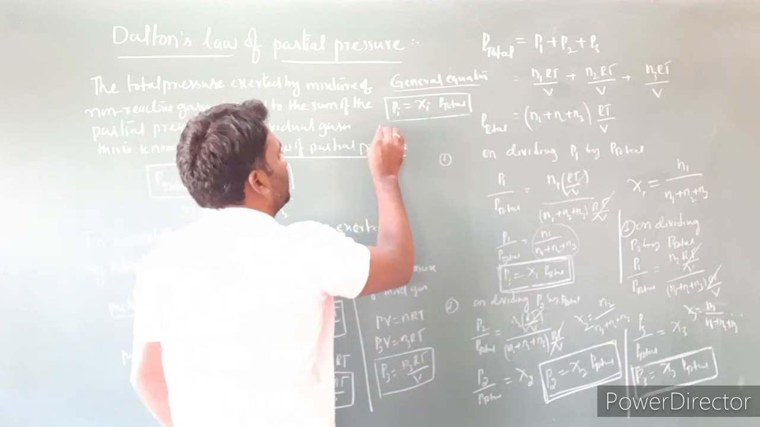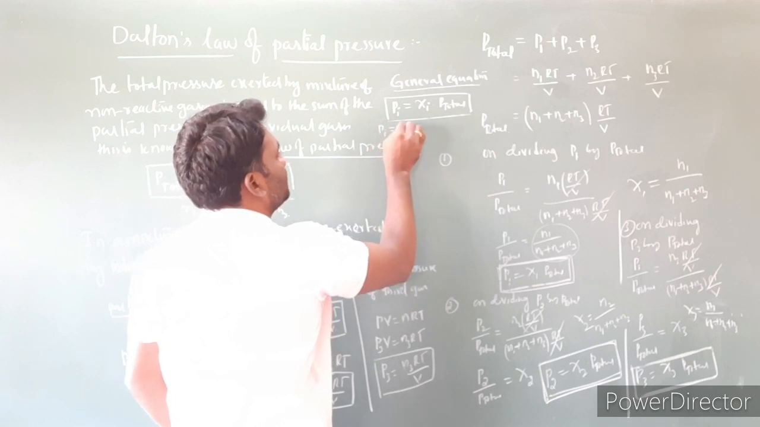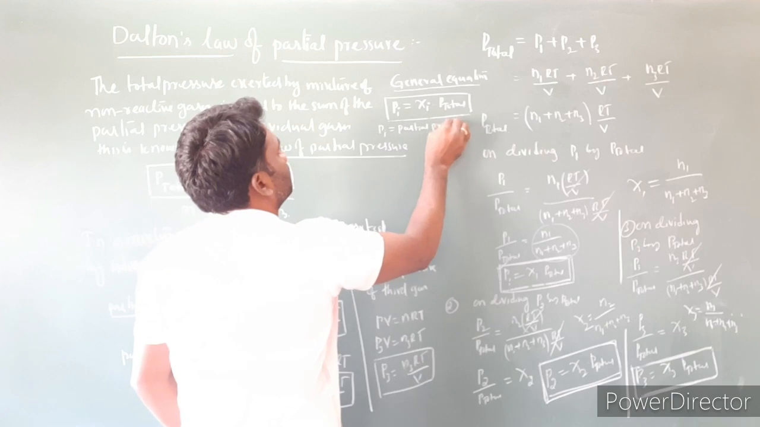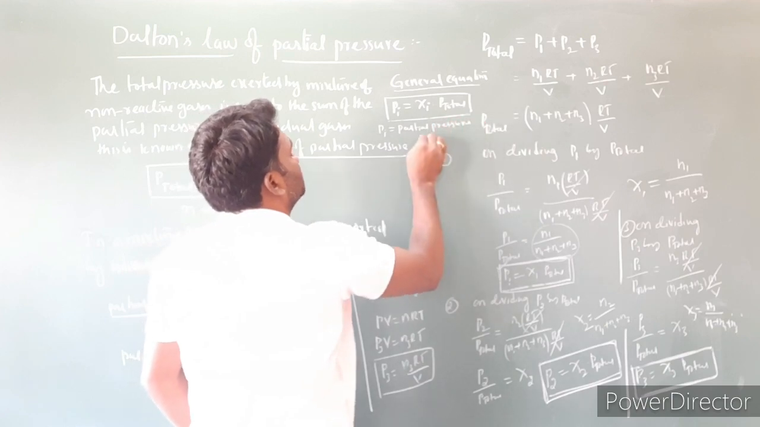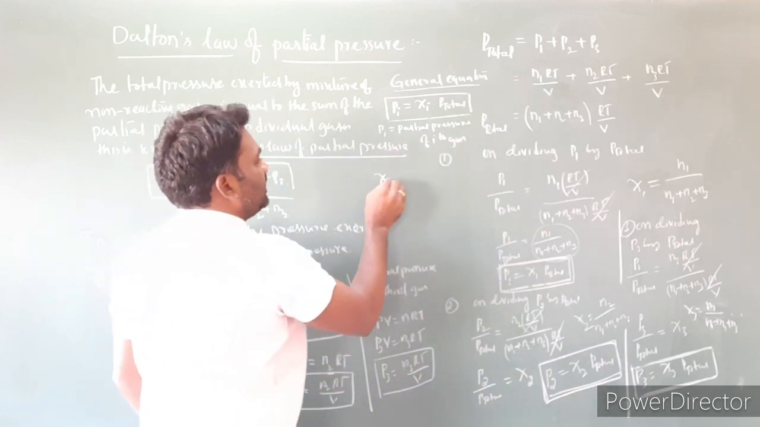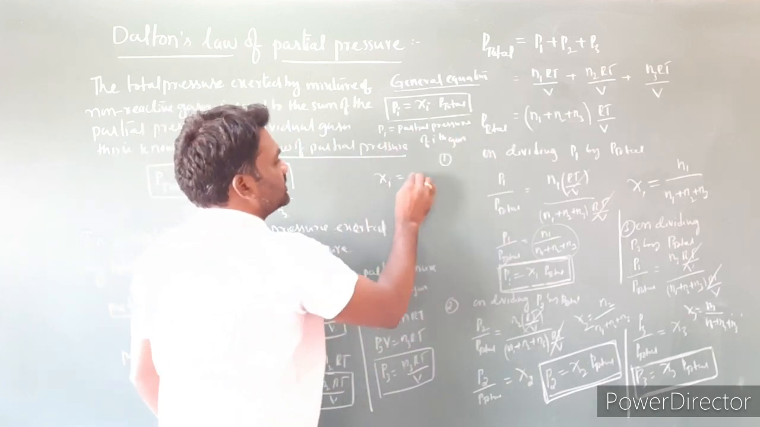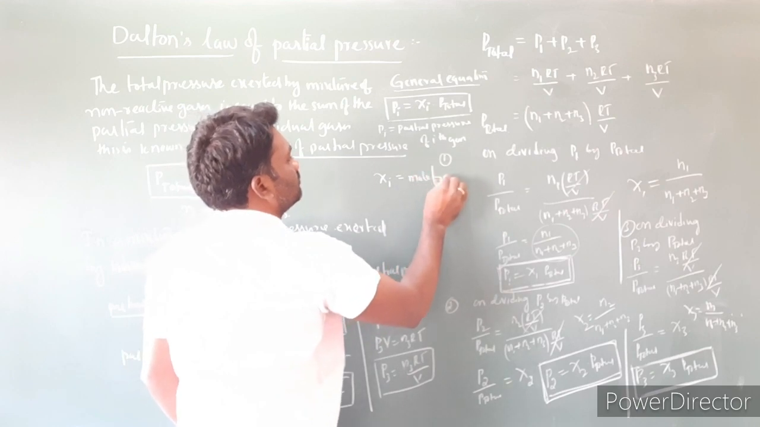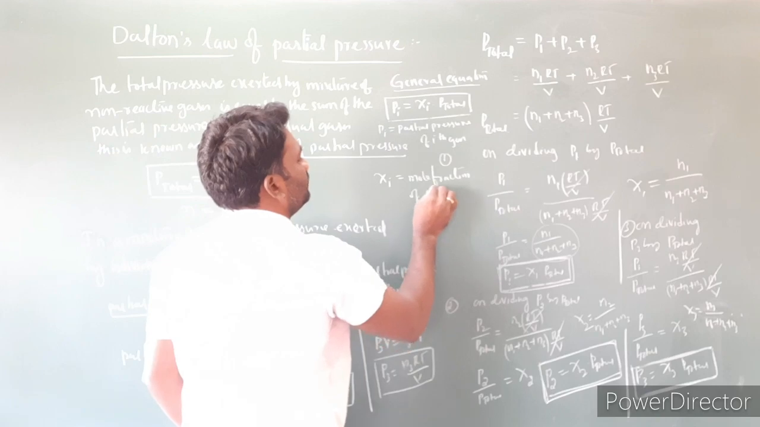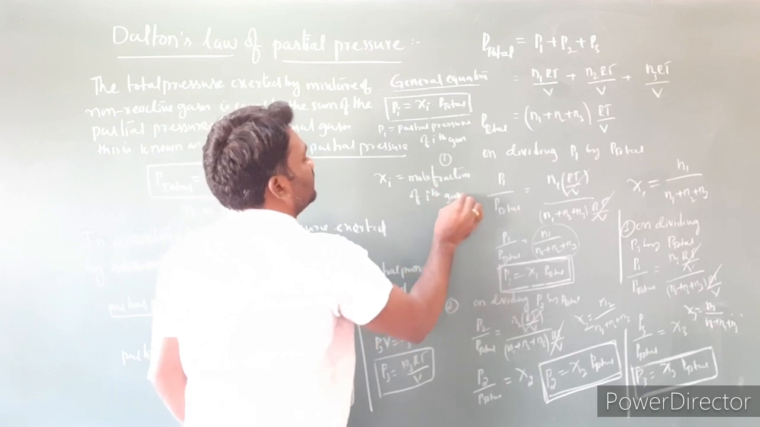So here, Pi is equal to the partial pressure of the ith gas. I am writing Xi here, the mole fraction of the ith gas.